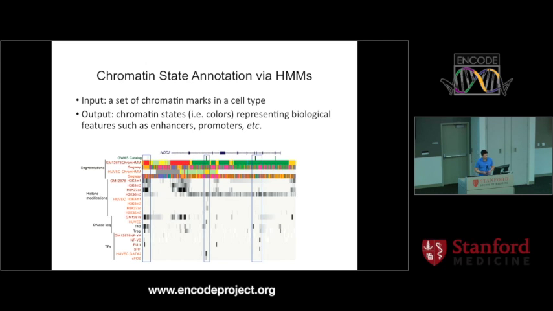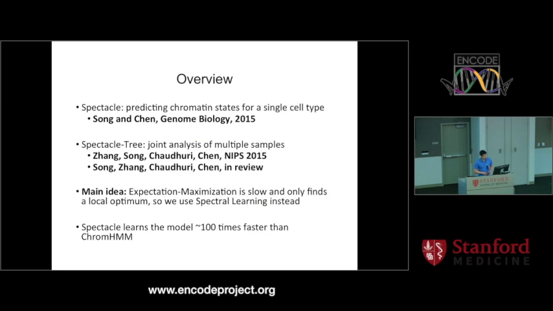So that's the problem. And at the technical or mathematical level, the tool that's really been used over and over again in the literature is something called the hidden Markov model. And we're doing that as well. So what I'll tell you about quickly is our software, which is called Spectacle. That's for analyzing one cell type or one tissue type, if you're looking at, for instance, the Roadmap Epigenomics data. That's work we published last year in Genome Biology.